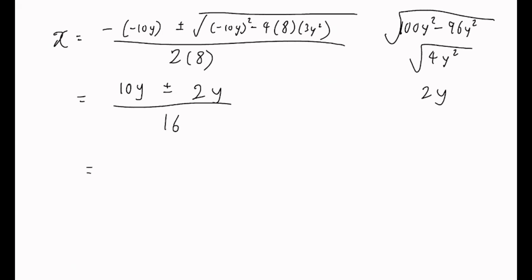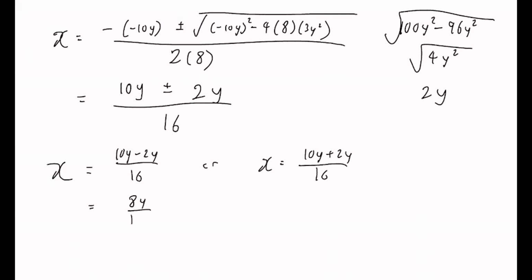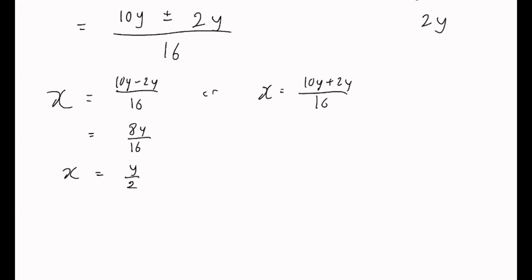Then it becomes 10y minus 2y over 16, or x equals 10y plus 2y over 16. Which is equal to 8y over 16, which is y over 2, or half y. Then you can just divide by y on both sides. You get x over y equal to half. Same answer.